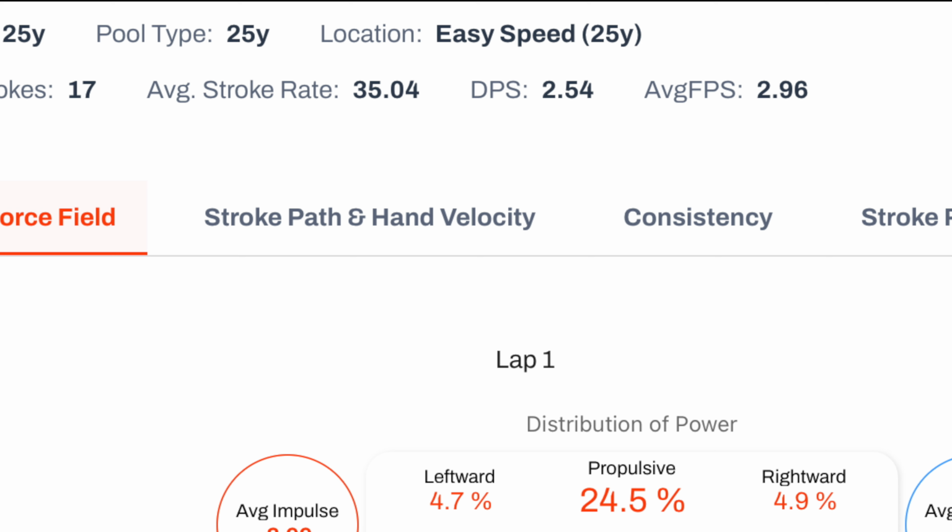And that's the equation that we're always playing with in swimming: distance per stroke versus stroke rate. How do we balance that out, where do we find that balance, and how do we train for it?